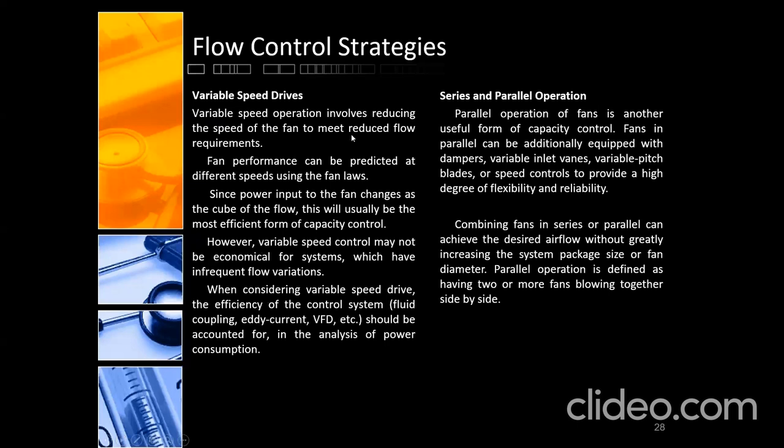Variable speed drives. Variable speed operation involves reducing the speed of the fan to meet reduced flow requirement. Fan performance can be predicted at different speeds using the fan laws. Since power input to the fan changes as the cube of the flow, this will usually be the most efficient form of capacity control. However, the variable speed control may not be economical for systems which have infrequent low flow variation.